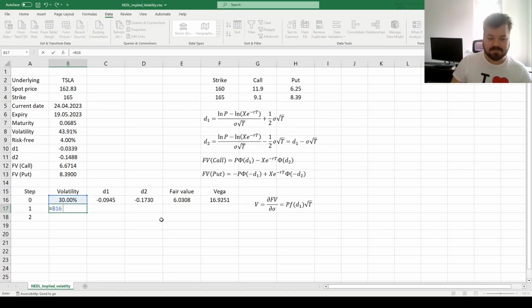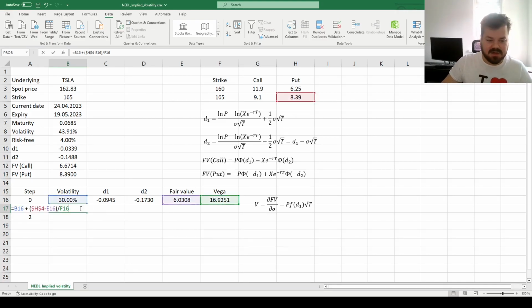We need to add to our volatility the difference between our fair value, which we log, minus the estimated fair value, divided by estimated vega. And that gives us a volatility of 43.94% in the first iteration. In this formula, we can see that if our fair value is below the option price, we increase our implied volatility, and if it's above, we reduce our implied volatility. Quite consistent with the logic of option pricing, and also given the fact that vega is positive.